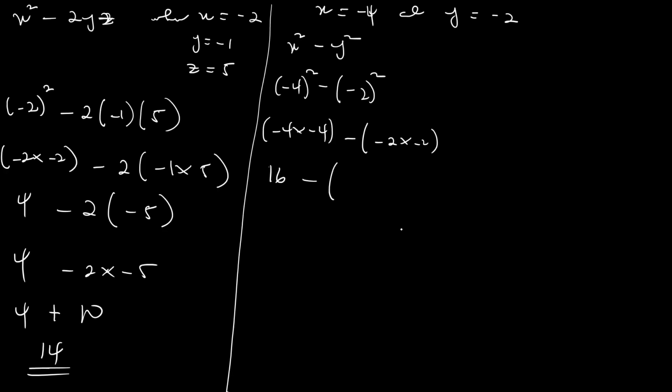Minus 2 times minus 2 gives us positive 4. So this becomes 16 minus 4, which gives us what? 12. Okay.